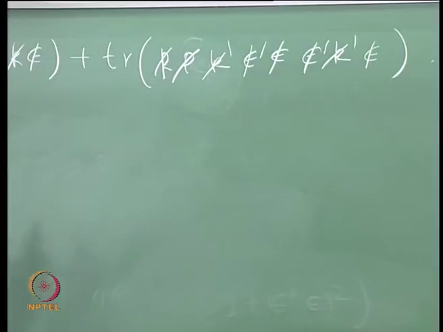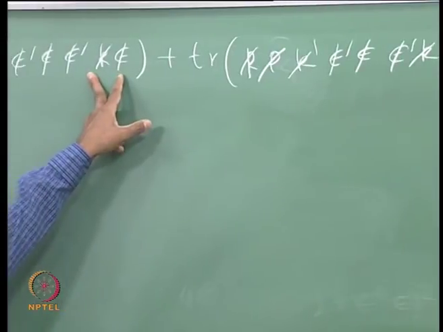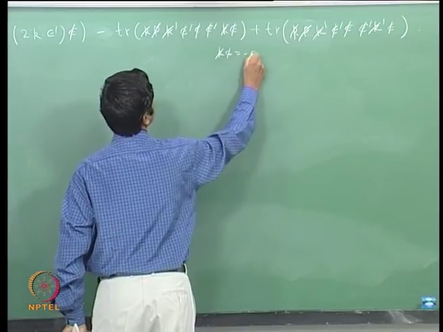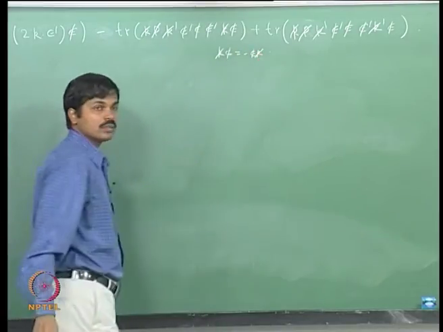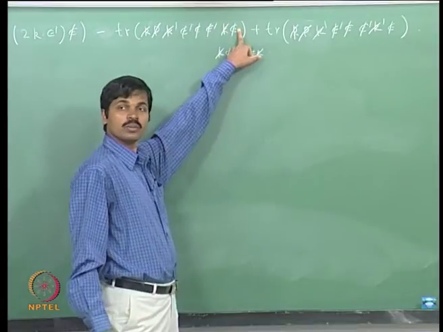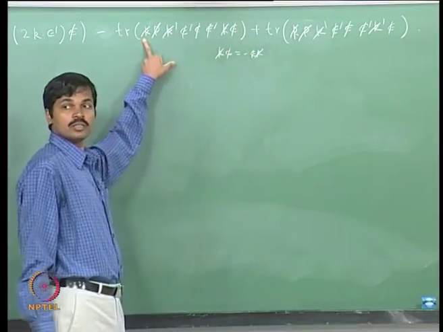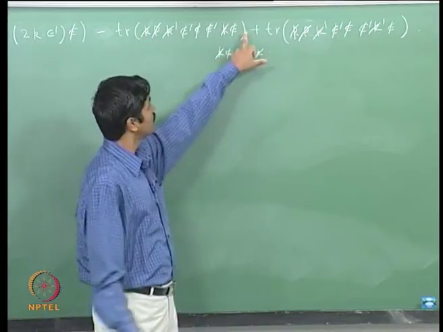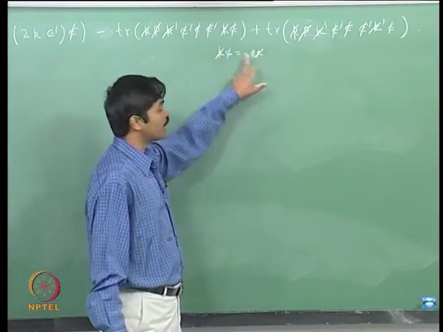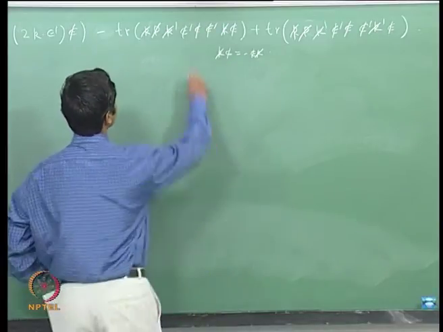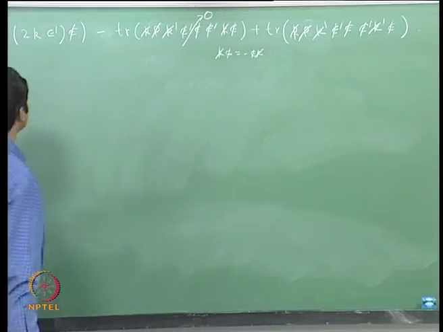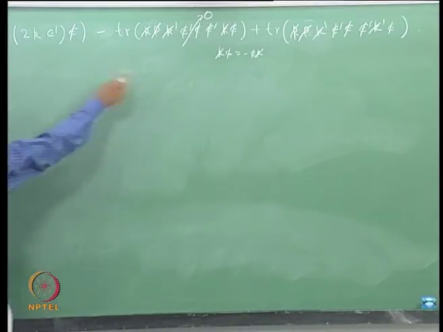Now, you just look at the second term here. In the second term, I can flip k and epsilon using this fact that k slash epsilon slash is minus epsilon slash k slash. Then there is a k slash here at one end, but there is a k slash here. You use the cyclic property of trace, you bring this k slash here, that will give you k slash square, which is 0. So, the second term here vanishes because of this. Now, we are left with first and last term.